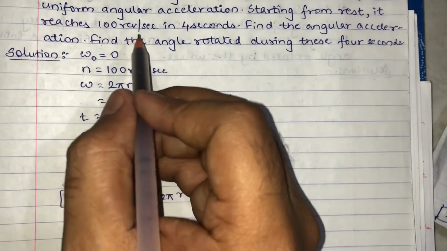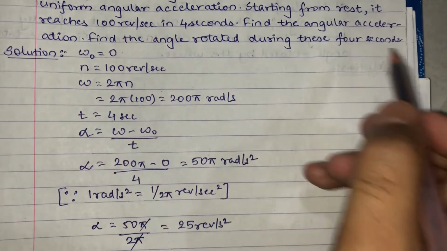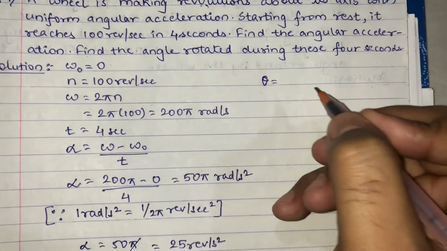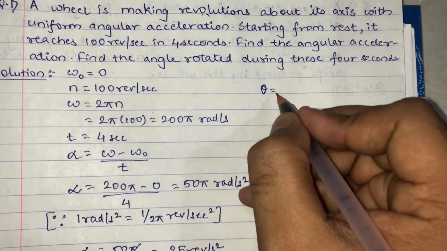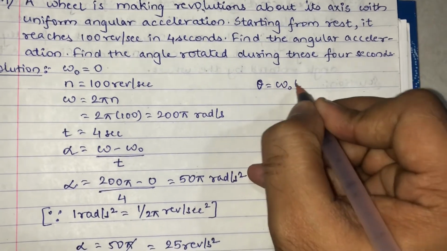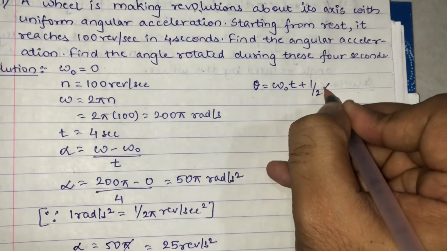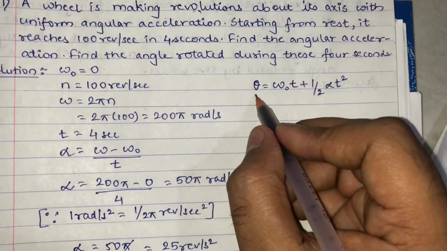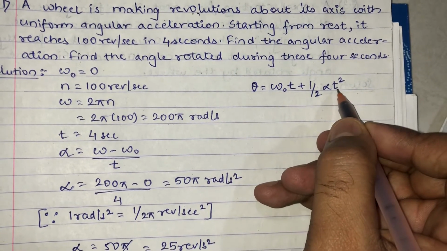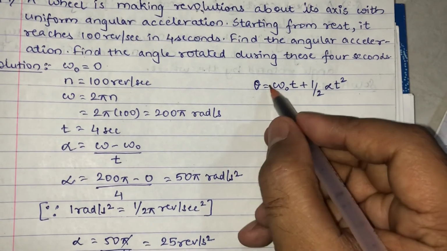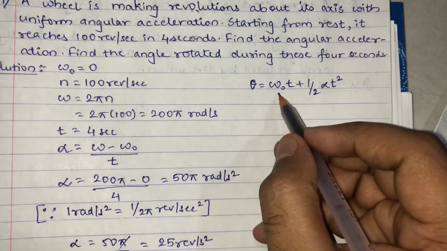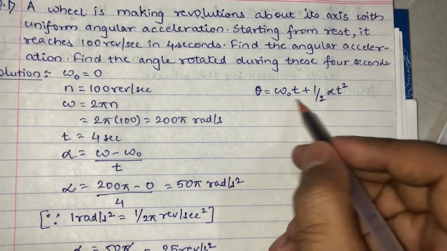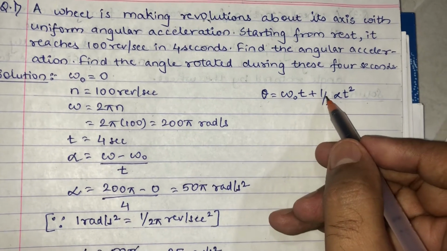Now if I talk about the angle rotated during these 4 seconds, that is theta, we have to find out the angle of rotation theta. So theta is equal to omega naught t plus half alpha t square. Now how did we get this formula? It is s equals ut plus half at square, which in angular form is written this way. s is written by theta, u is written by omega naught, a is written by alpha. So this is the kinematical equation in angular format.